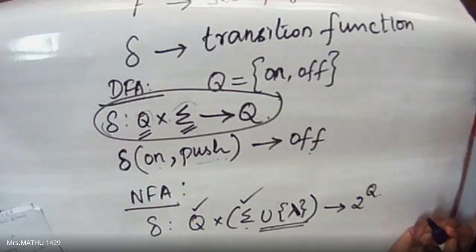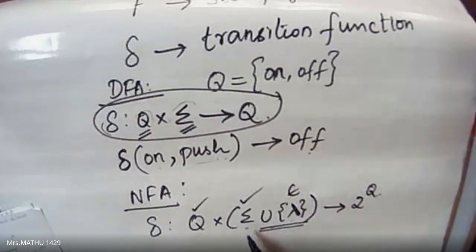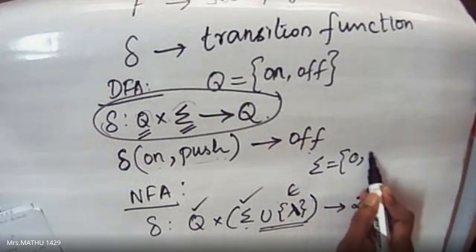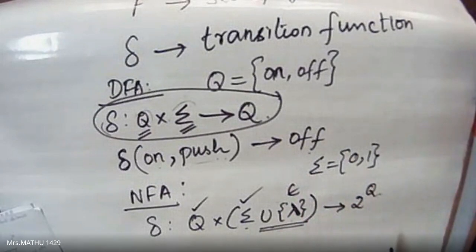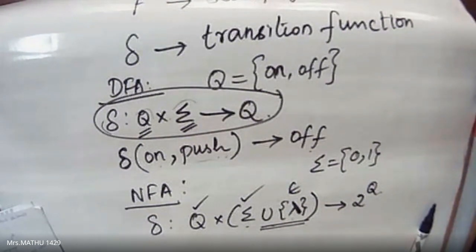Not phi. Phi is for empty language. For empty string, yes, epsilon. Very good. Okay, lambda or epsilon. So what it means is, for example, as we have seen, sigma is equal to {0, 1}. If you are taking some binary input, if you're taking binary symbols as the alphabet, then your sigma contains 0, 1.